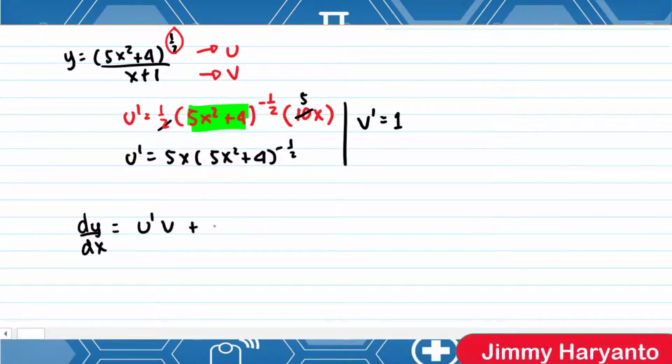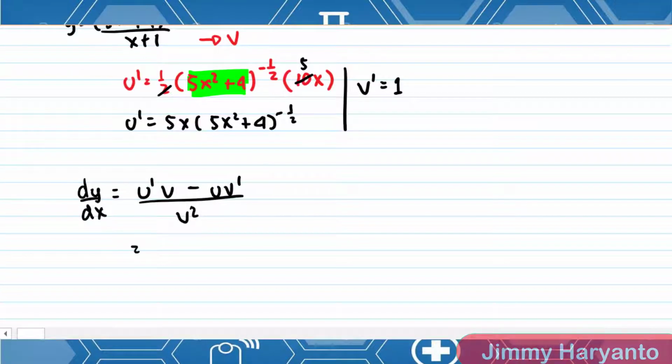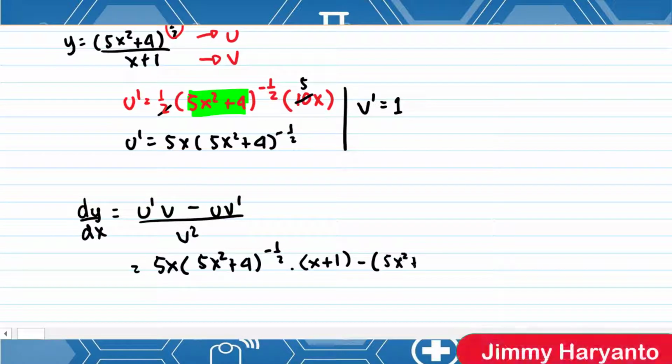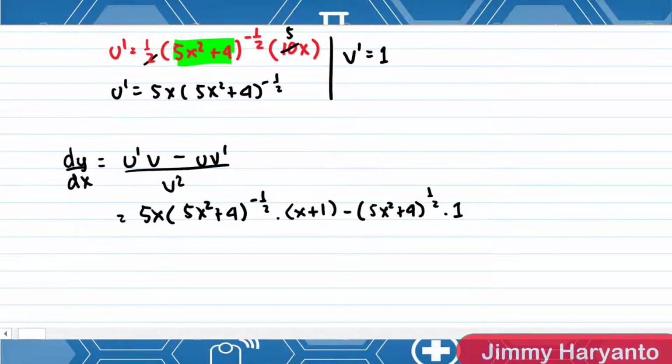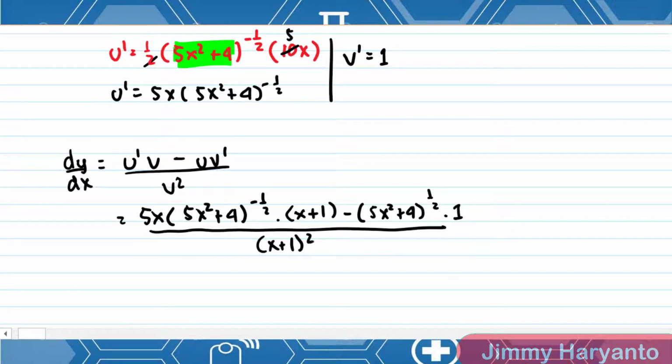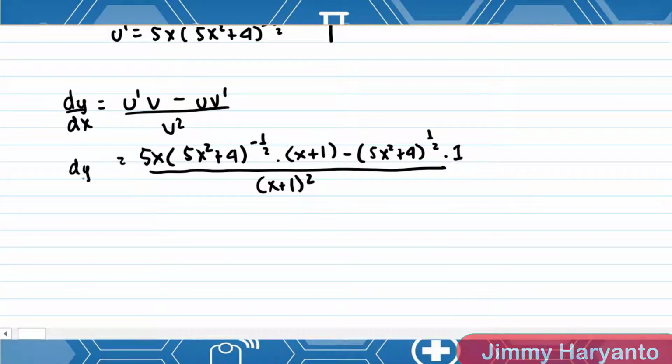After that you can use the formula of the differentiation: dy over dx equals u accent v minus u v accent, over v squared. U accent will be 5x in the bracket, 5x squared plus 4 to the power of negative half, times v, x plus 1, minus u, 5x squared plus 4 to the power of half, times v accent, which is 1, over v squared. V squared is x plus 1 squared. Okay, after that we don't have to simplify this one because we only ask for x equals 3.